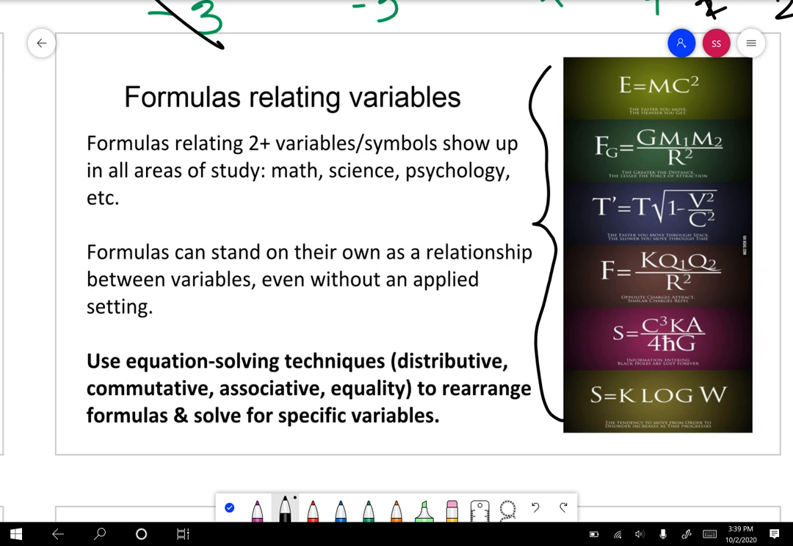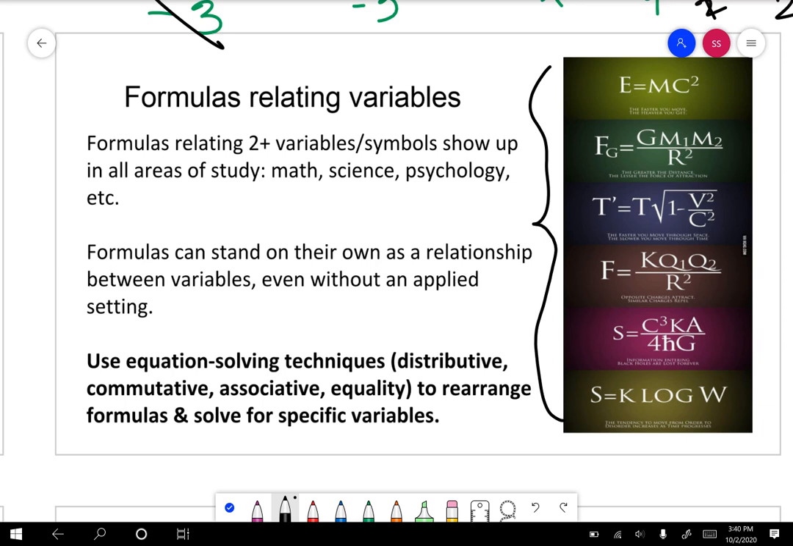I wanted to just show you some of the more prominent physics formulas that have more than one variable. So later on, when you take physics or biology or chemistry, you're going to see formulas like this, and you're not going to have to freak out because you're going to know now how to rearrange these formulas without too much trouble. So formulas can stand on their own as a relationship between variables, even without an applied setting.